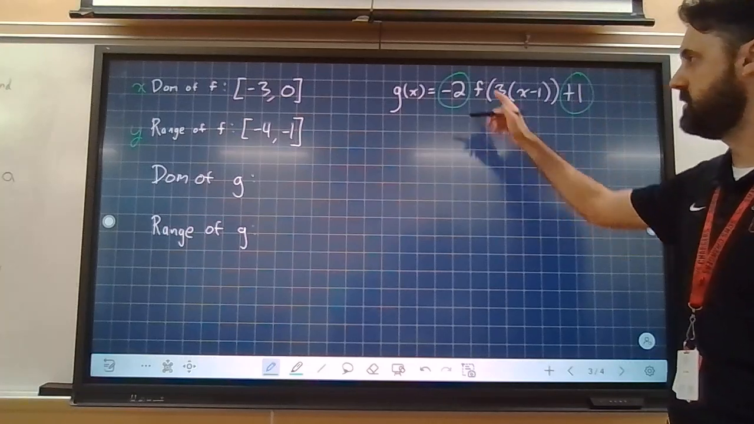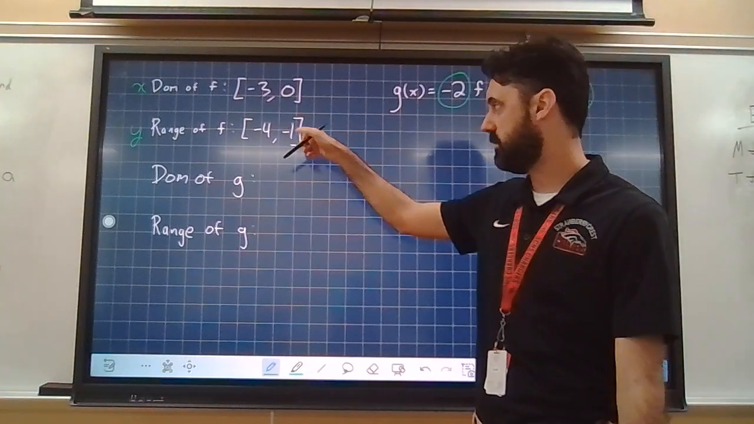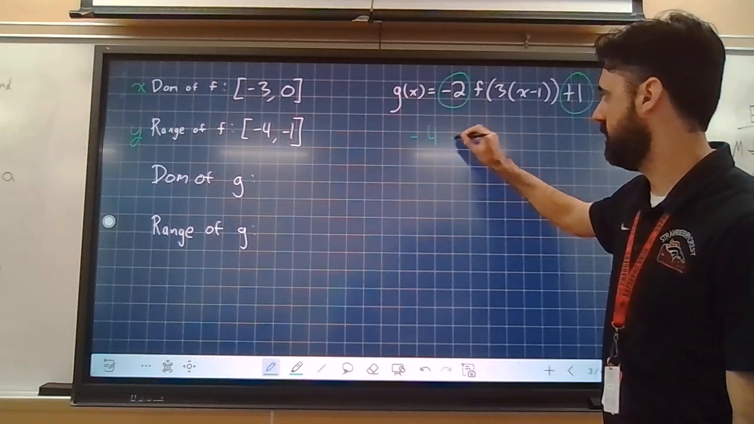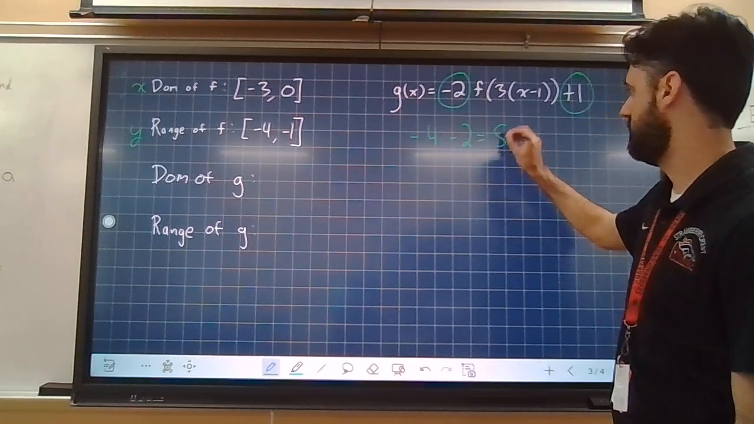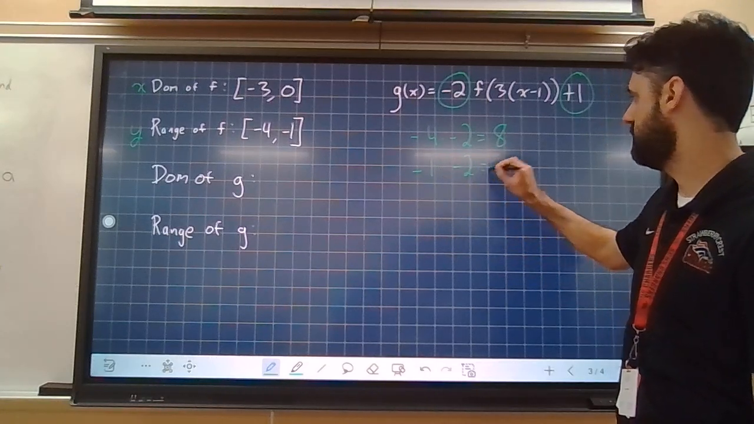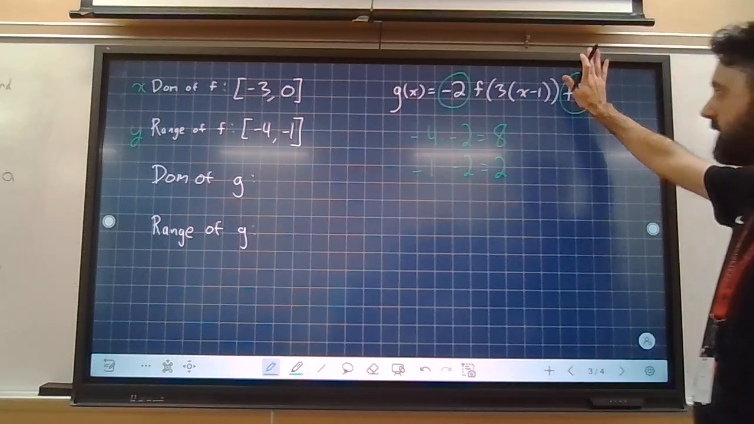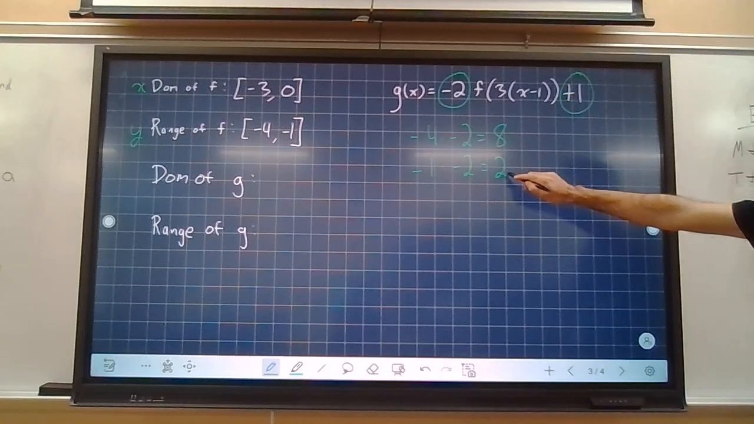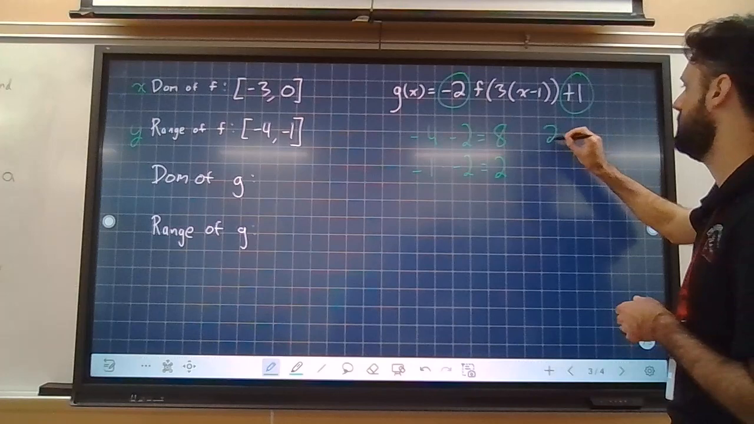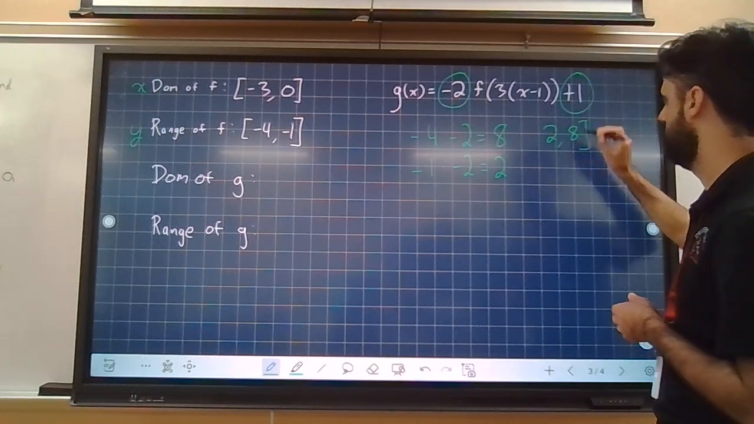And so the first thing I'm going to do is multiply both of these by -2. So let's see. If we multiply both of those by -2, we get positive 8. And we get positive 2. Okay, so ignoring that plus 1, this would be the bottom, this would be the top. Our range always goes bottom to top. So temporarily the range is 2, 8.